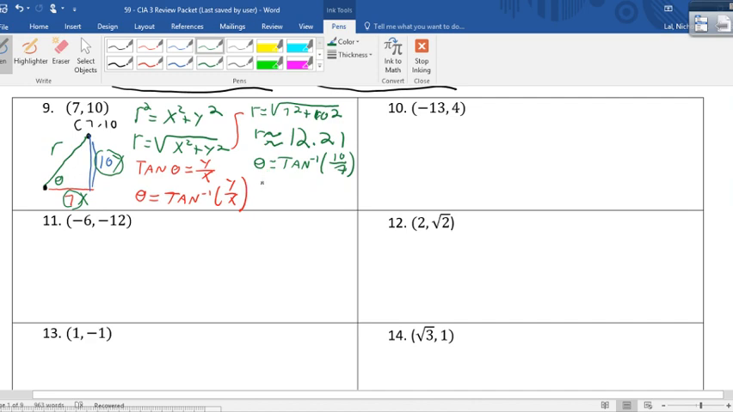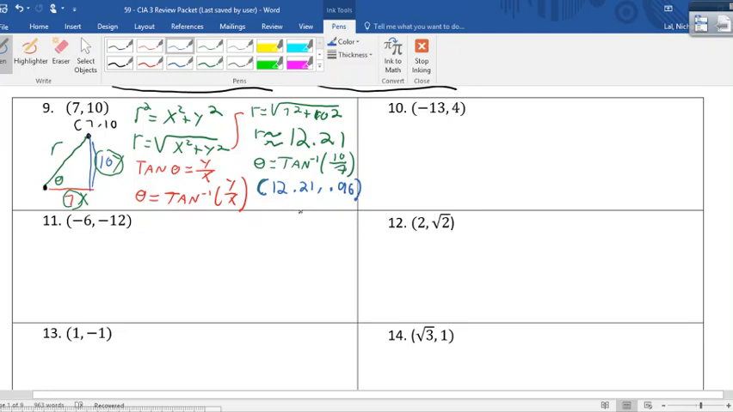So one polar coordinate could be, let's do blue for my answer, an r value of 12.21 and a theta value of 0.96 radians. All right, but we need to find a second polar coordinate.